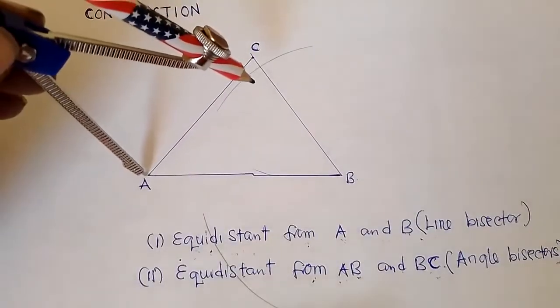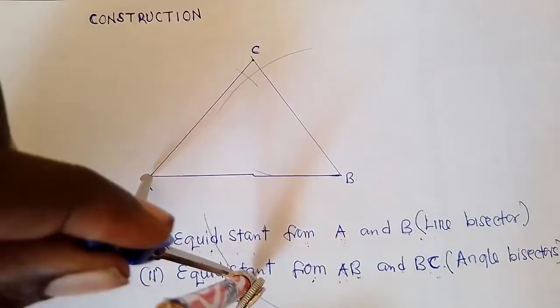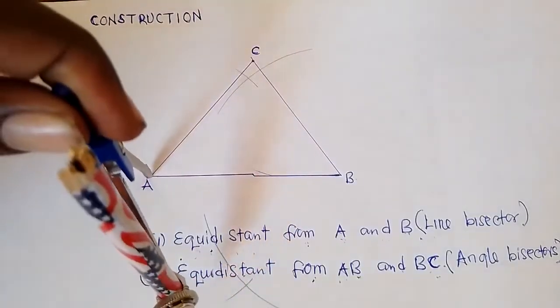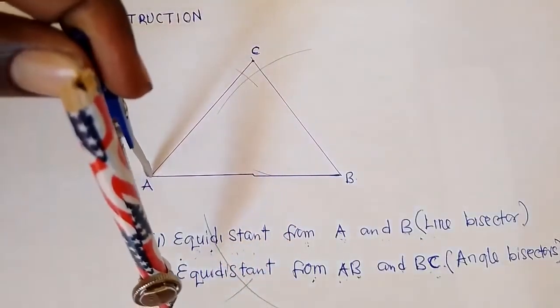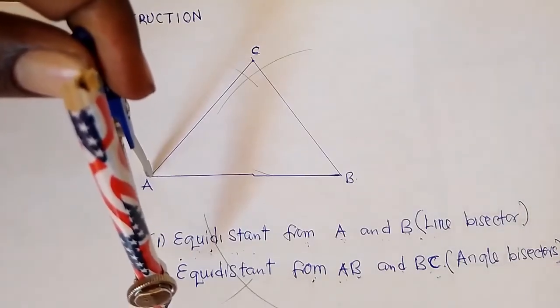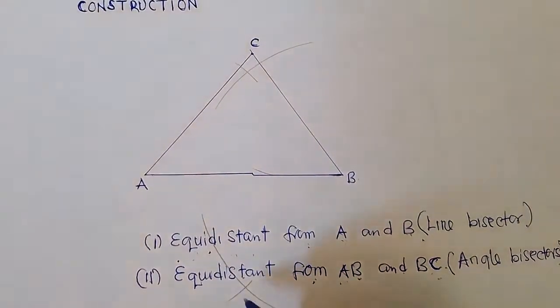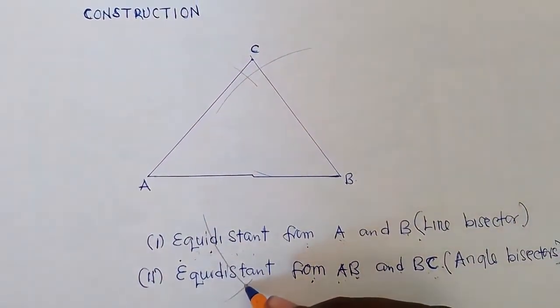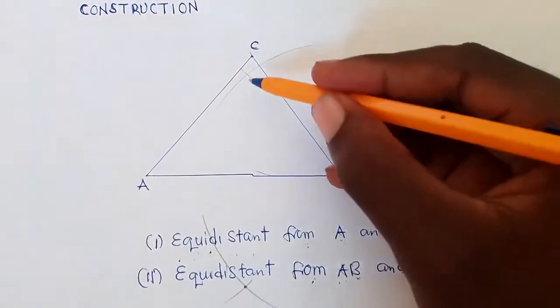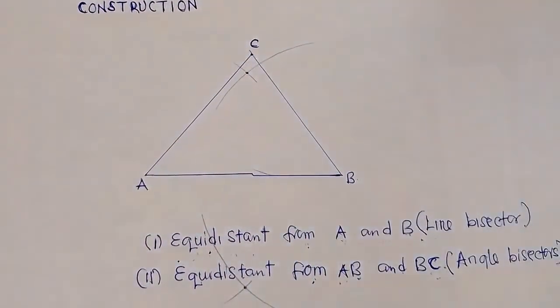Here now where there is a point here, like this. Then you put an arc this side. You also put another arc that side. Have you seen where these two are meeting? They are meeting here and there. That's where they are meeting.